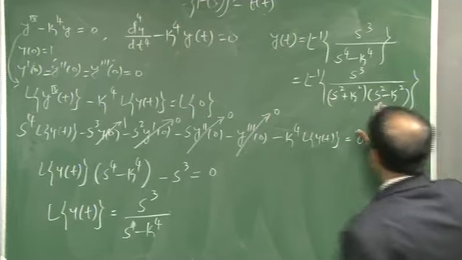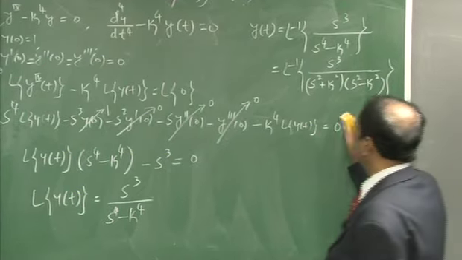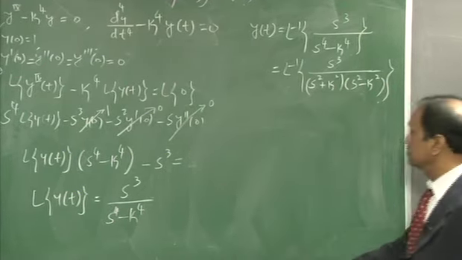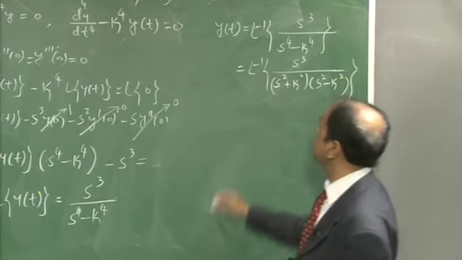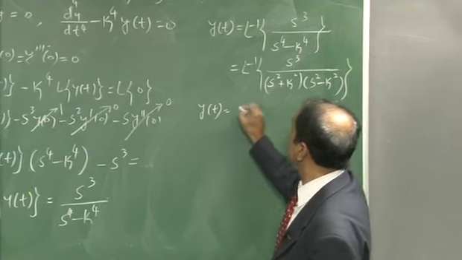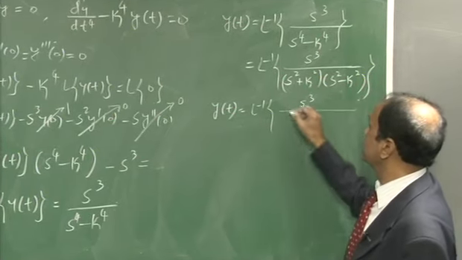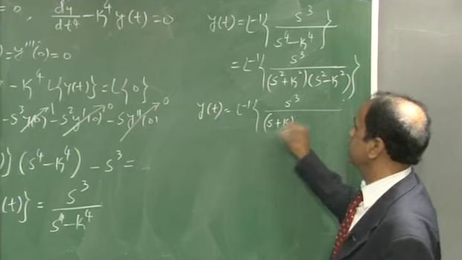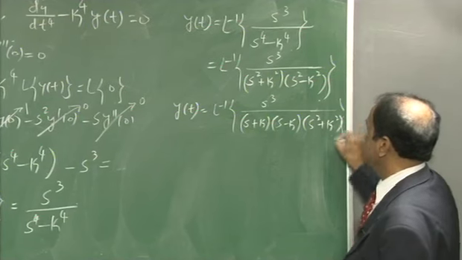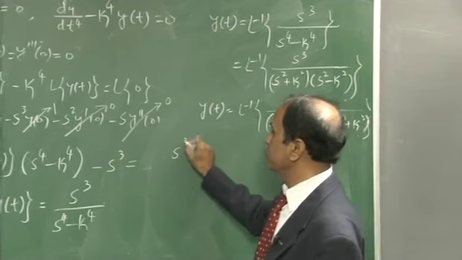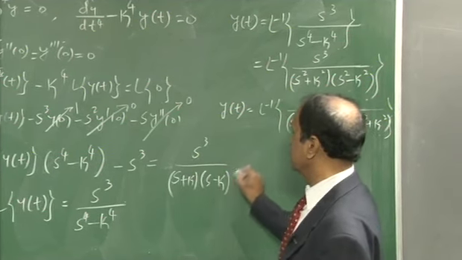Further, s square minus k square is also possible to write in terms of linear factors, because this quadratic factor with the minus sign you can also resolve into linear factors. Those linear factors mean y(t) is equal to L inverse of s cube divided by s plus k into s minus k into s square plus k square.